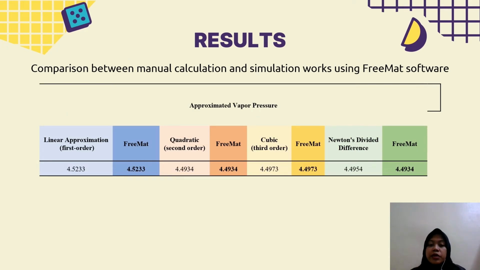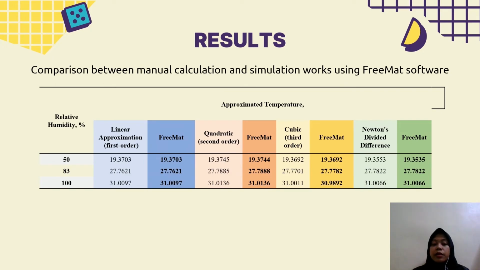We also make a comparison between manual calculation values and simulation work using the free method software. And you can see that the linear approximation method, quadratic second order method, cubic third order method, and also Newton's divided difference method are compared to the values of the free method software. The final table shows the comparison between manual calculation and simulation work using the free method software. And we can see there are different values and also the same values in this table.